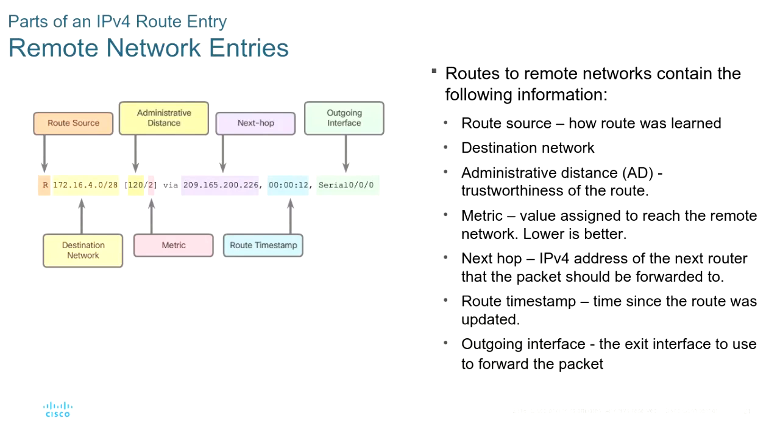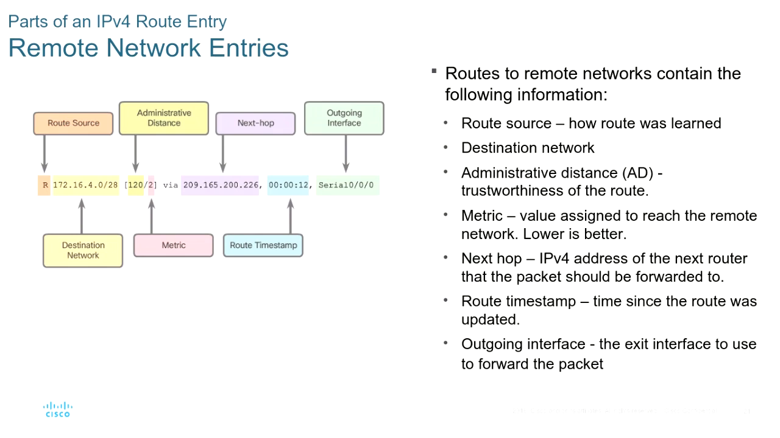So when we look at an entry, in this case, the prefix is R. And by the way, every time you type show IP route, you get that legend at the top that shows you all the different abbreviations, what they stand for. I've lost my mouse. There it is.